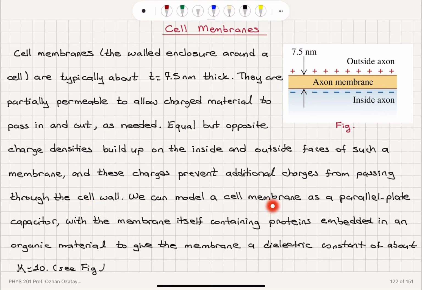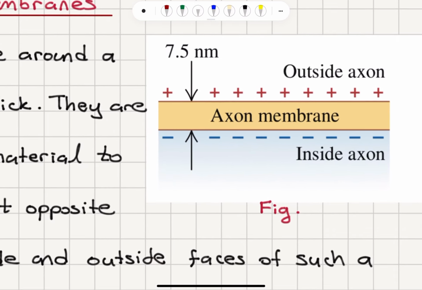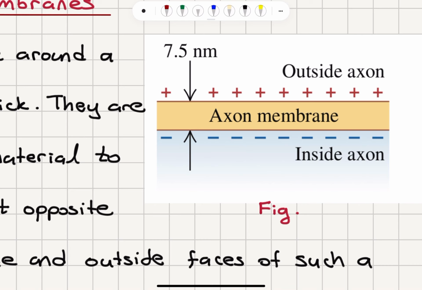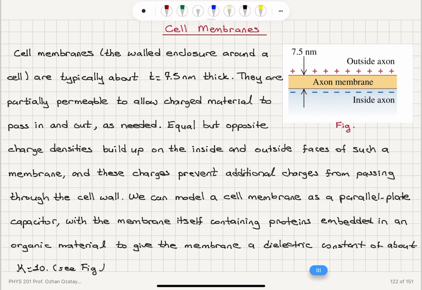We can model a cell membrane as a parallel plate capacitor with the membrane itself containing proteins embedded in an organic material to give the membrane a dielectric constant of about kappa equals 10. So here we have the positively charged plate and negatively charged plate. Here is the cell membrane, and the thickness of the membrane is 7.5 nanometers.